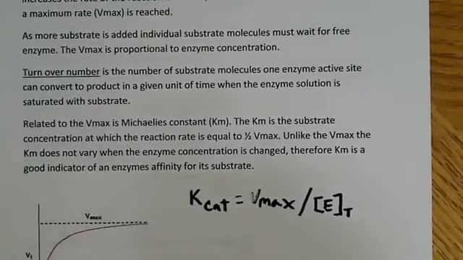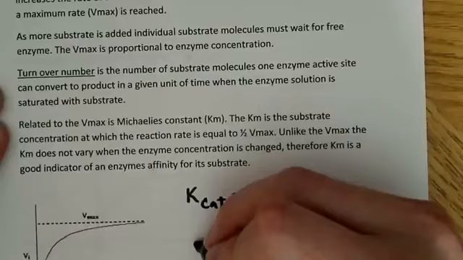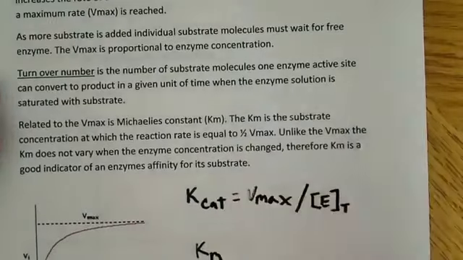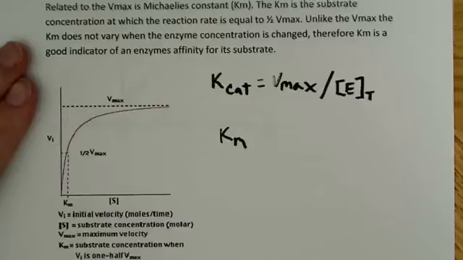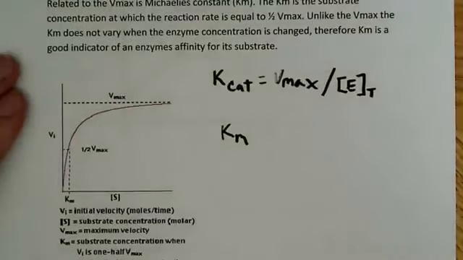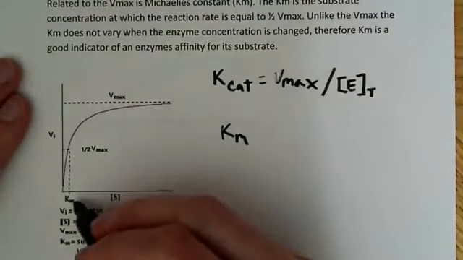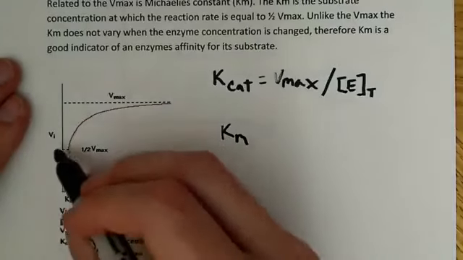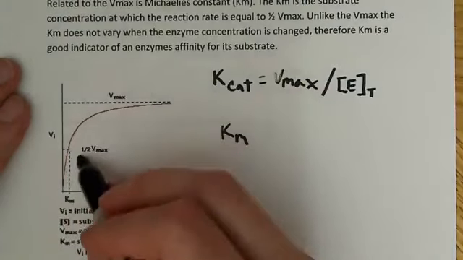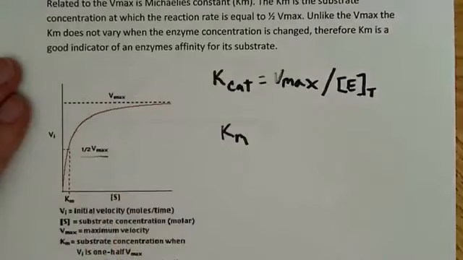Related to Vmax is also what's known as the Michaelis constant, and that's Km. So we have this other constant known as Km. And the Km is the substrate concentration at which the reaction rate is equal to 1/2 Vmax. If we look at the graph again, we can see the Km is listed right here. It's the Michaelis constant, and it's just equal to 1/2 Vmax.